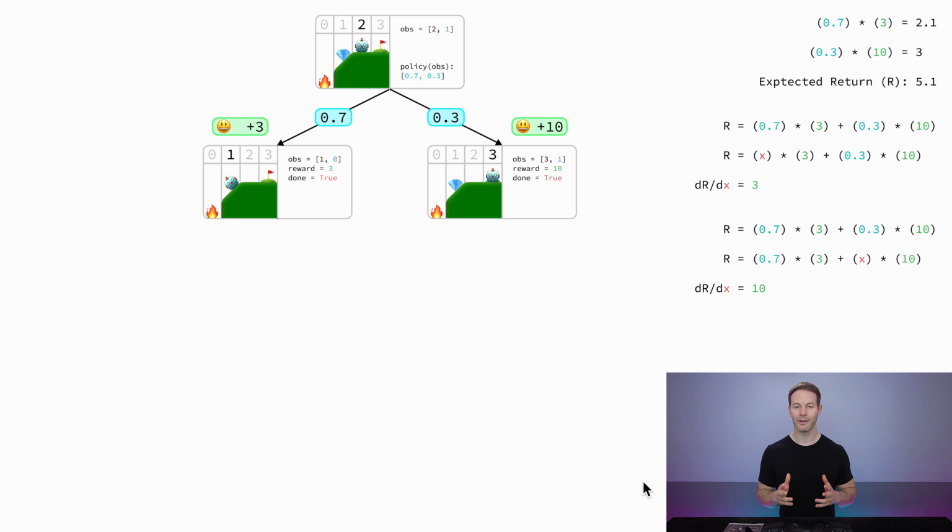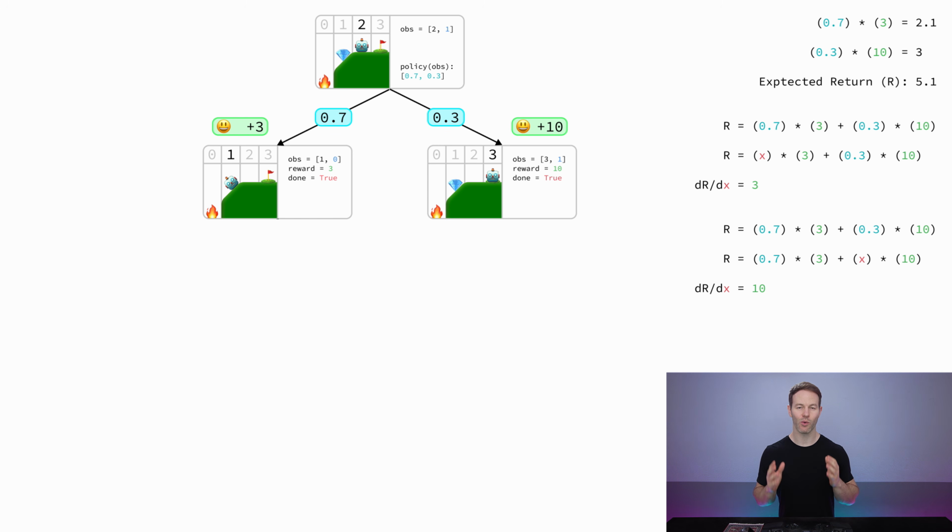Now, one thing I want to point out here, which might seem kind of weird, is that the partial derivative of this action value is 3. So it kind of makes sense. If we increase it by a little bit, we'll get a little bit more of this reward of 3. But it seems to ignore the fact that these two values have to sum to 1. So we're kind of saying we can just increase this 0.7 and not change this value at all. And that's what this partial derivative is saying.